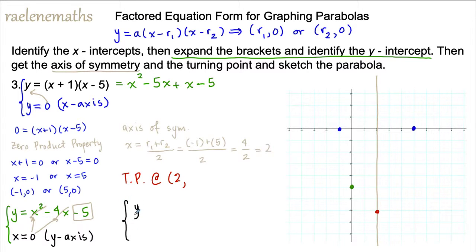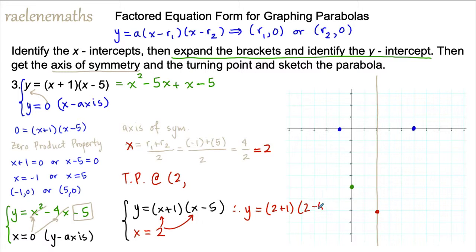This is yet again another intersection. If I take the factored form, y equals (x plus 1)(x minus 5), and intersect it with the vertical line whose equation is x equals 2, then I can eliminate x by substituting 2 in for x. Doing this gives me that y is equal to (2 plus 1) multiplied by (2 minus 5). This is 3 times -3 and gives the y-coordinate of the turning point at -9. So now we see that the turning point is at (2, -9), and we can finish sketching the parabola.